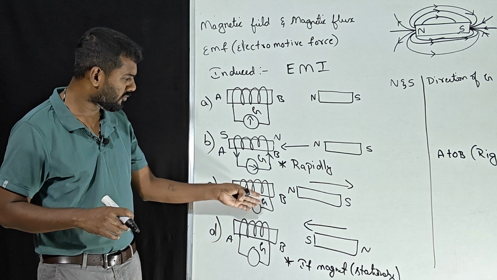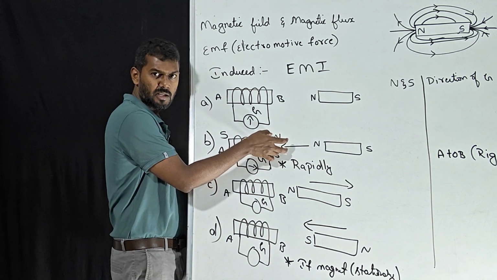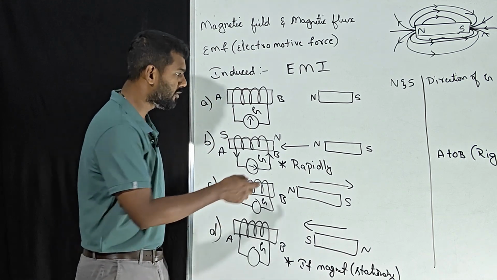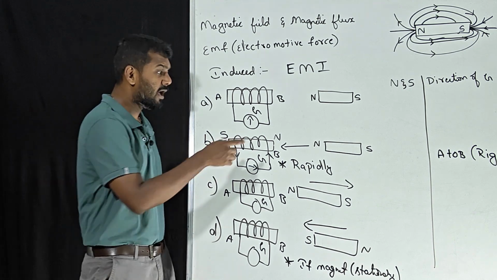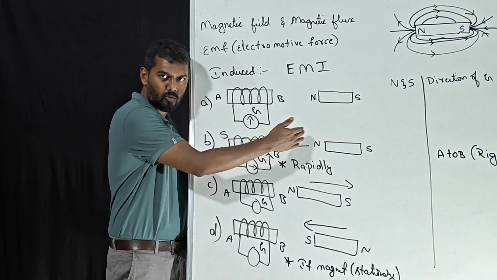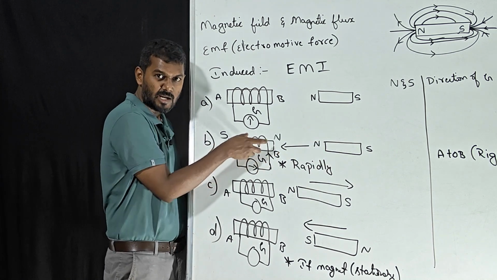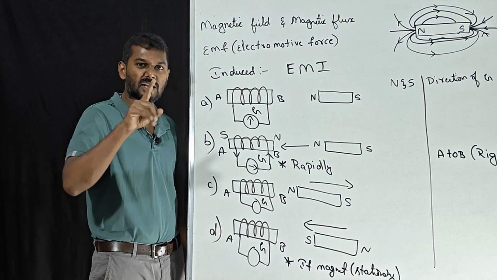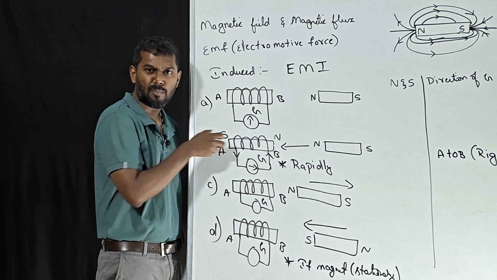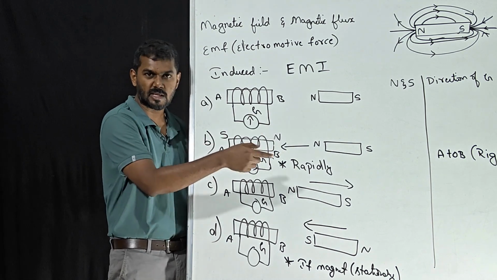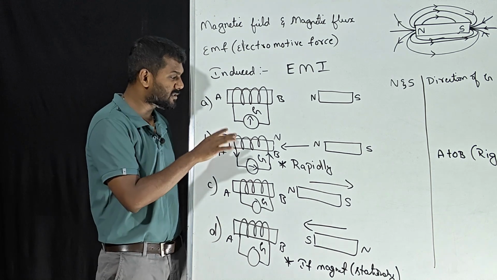Okay, next, now we'll understand the same topic. We have moved this magnet towards it slowly, but what happens if we move it rapidly? Whenever we are moving it towards the coil, the magnetic field lines keep on increasing. That is nothing but a change. That's why current will be produced. If you move it rapidly, the magnetic field lines remain the same, but the speed increases.